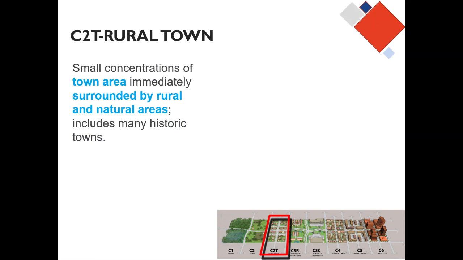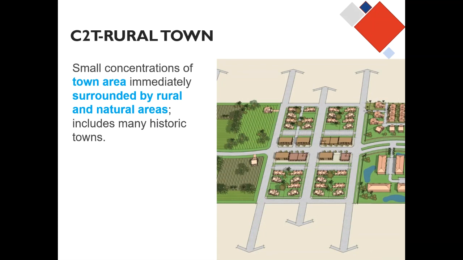There's a special category for urban areas that are located in the middle of rural areas. In Florida, we call these a rural town, and they have the designation C2T, rural town. A rural town is a small concentration of a town area that's immediately surrounded by rural or natural areas. This includes many of the historic towns in Florida.